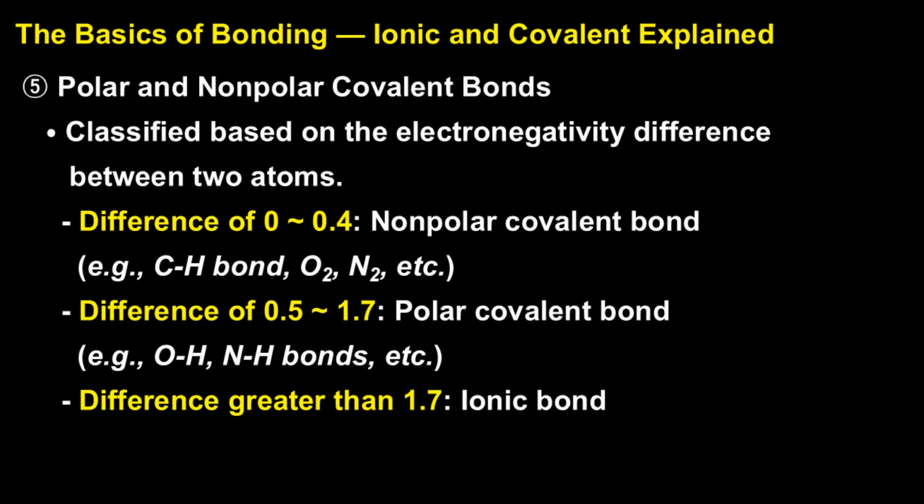Covalent bonds, on the other hand, form when atoms share electrons to achieve stability. They're especially common between nonmetals and form the backbone of most organic molecules. Understanding how and why atoms bond, whether by giving, taking, or sharing electrons, is the key to understanding all of chemistry. That's all for today's lesson.